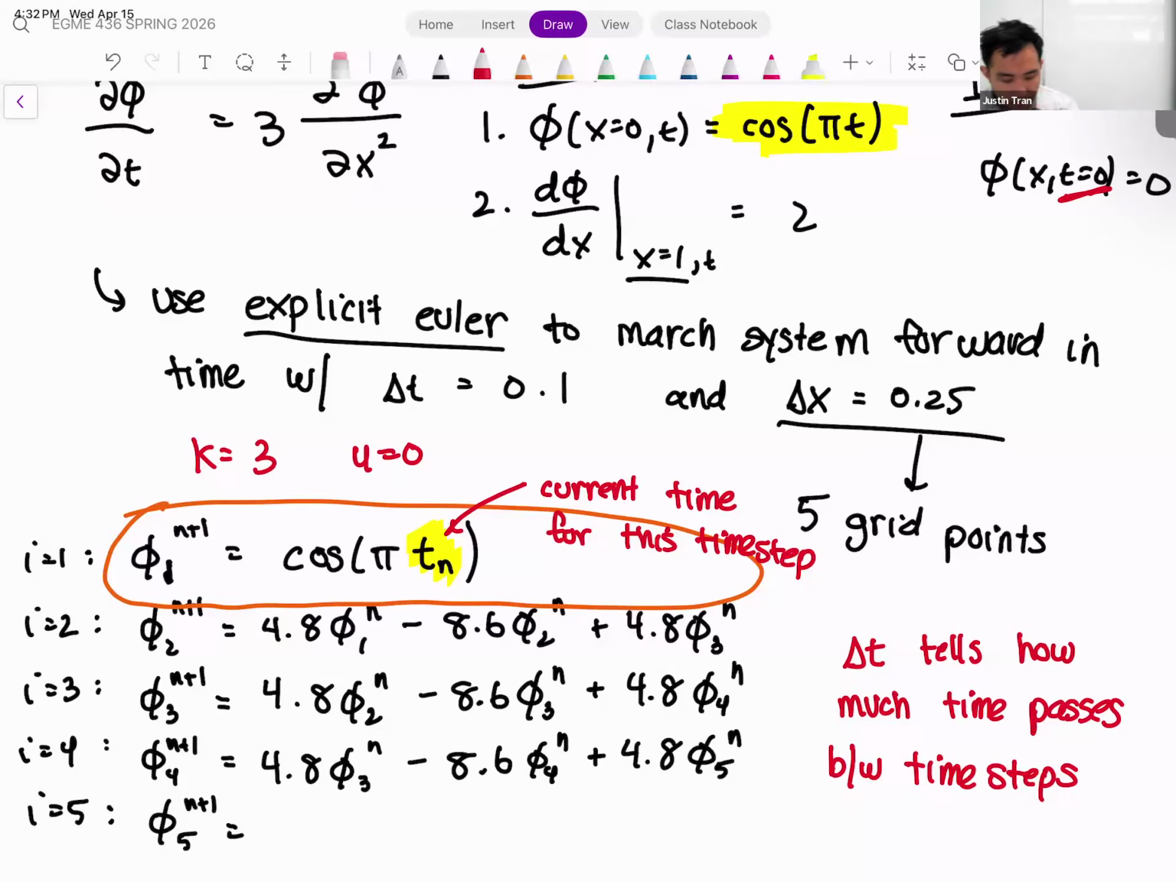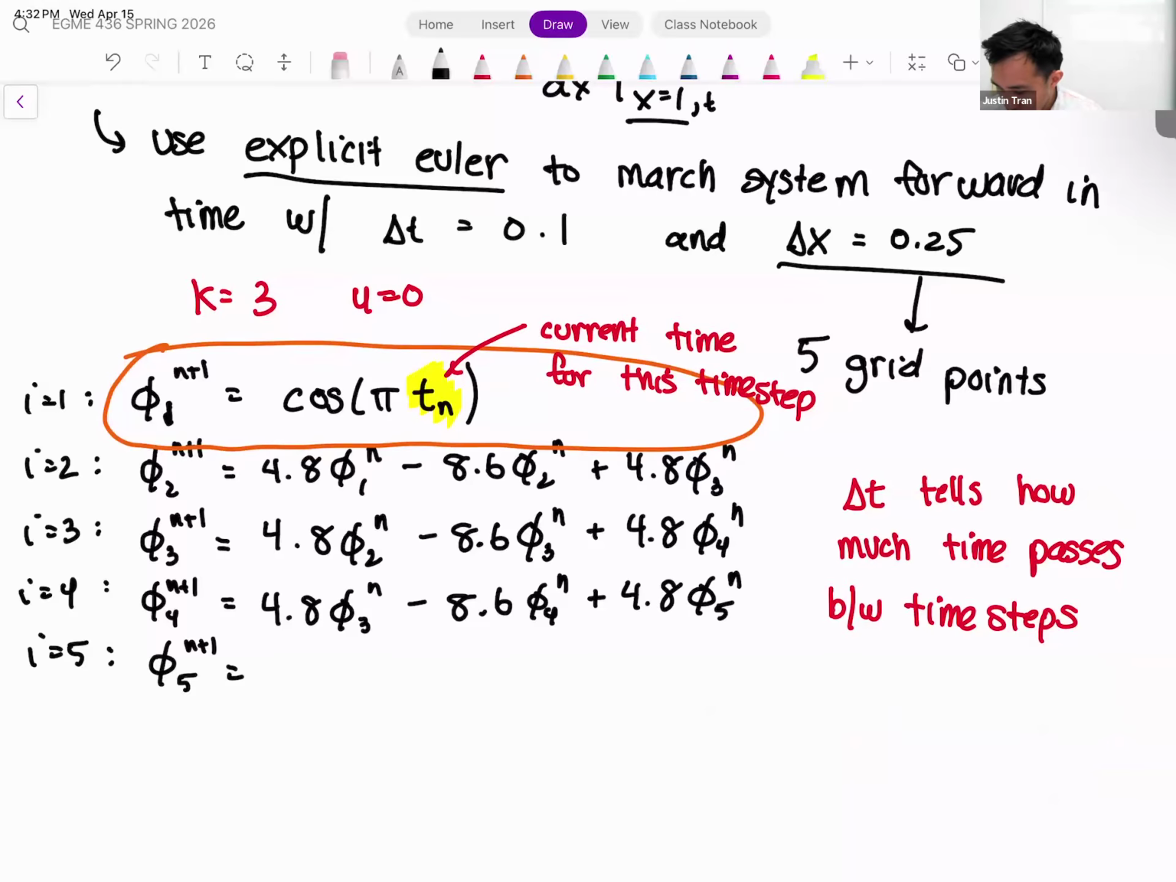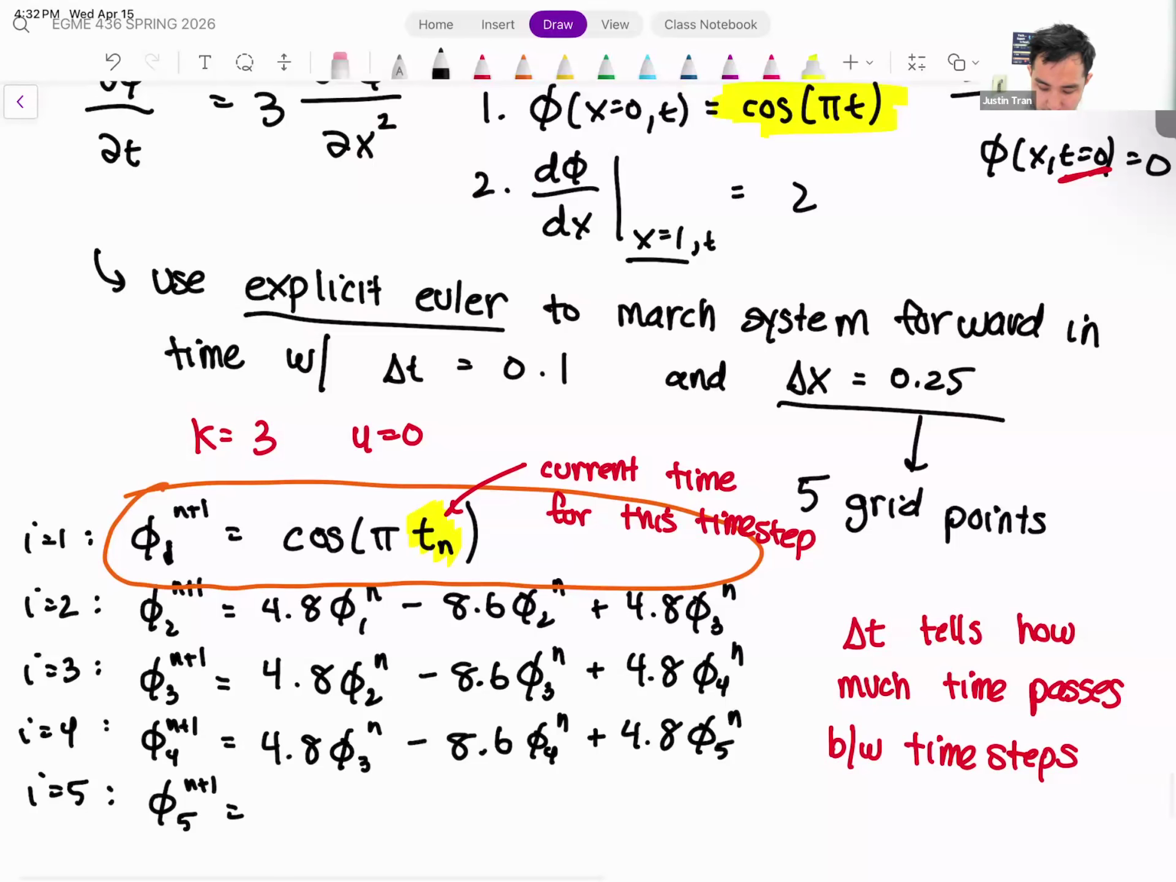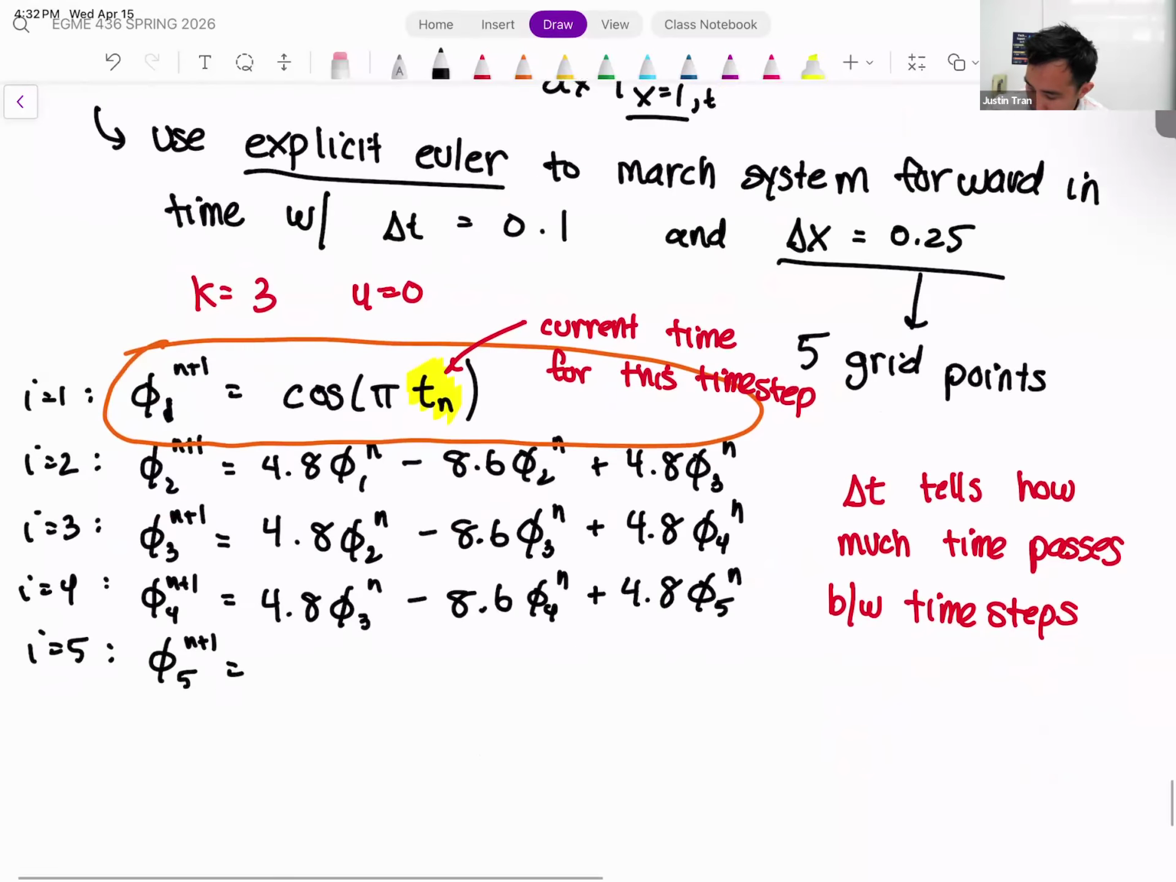Actually, let me write in the formula for the last equation here. Remember, this is our Neumann boundary condition. Since d phi dx is 2 here, our last boundary condition is going to be 0.5 plus phi 4 at n. Again, that was from our first example.